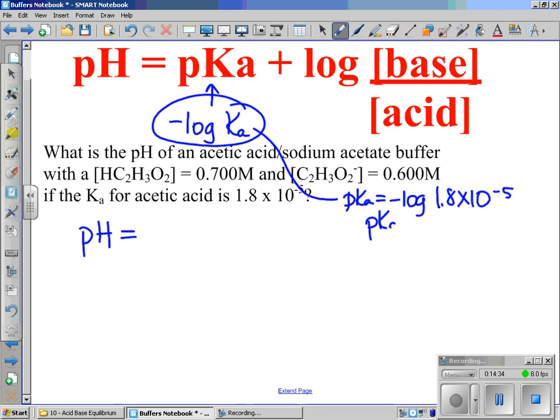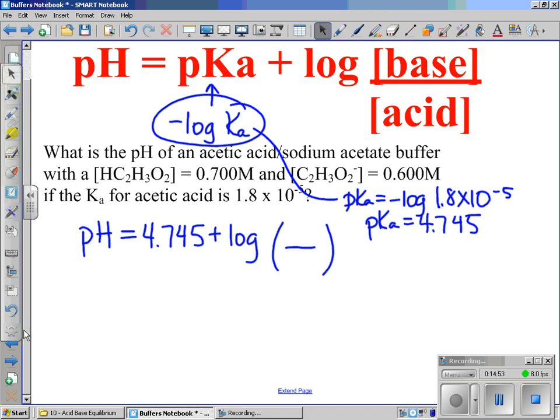So that gives me a pKa equal to 4.745. So I can come back over here, 4.745, and it's going to be plus the log. Now, I'm going to do the concentration of the base part of my buffer over the acid part of my buffer. So you have to be able to decide which one's which.